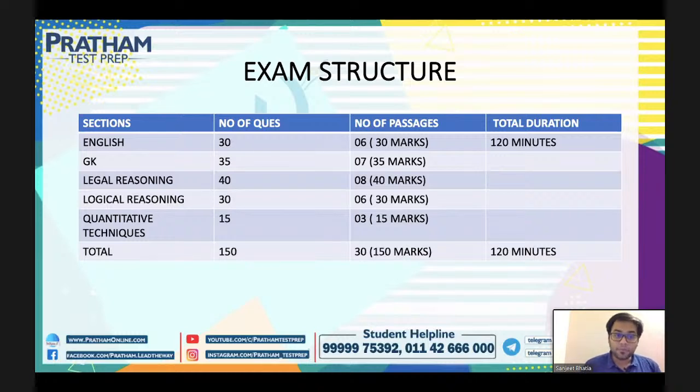Now, quantitative techniques have 15 questions, 3 passages, basically, because it has data interpretation also, so it can come in a passage format too. So that is why it is of 15 marks. So the total number of passages is 30, number of questions is 150, and total duration of time is 120 minutes, where you have negative marking also, right? So I hope you understand how the exam structure is formed.